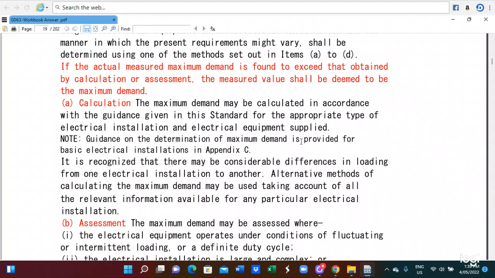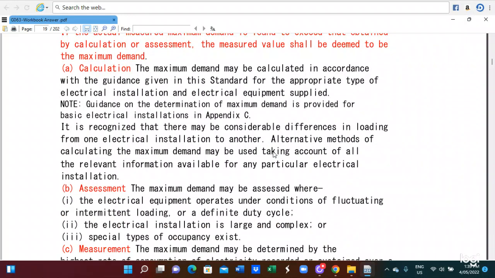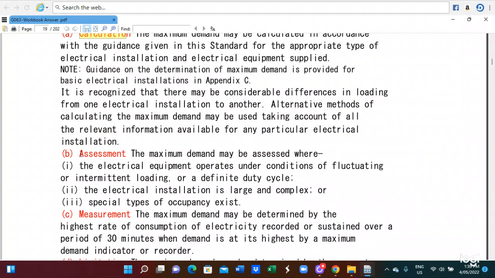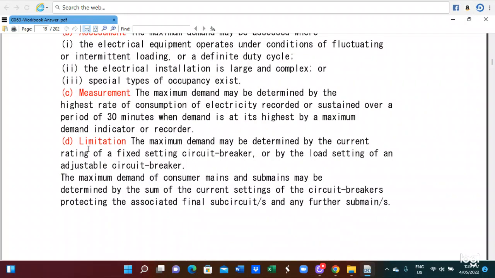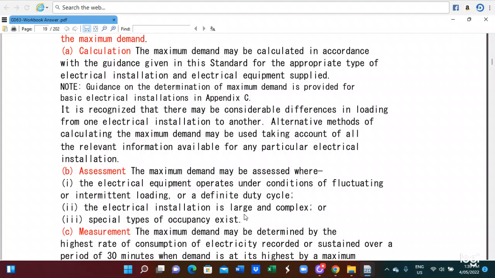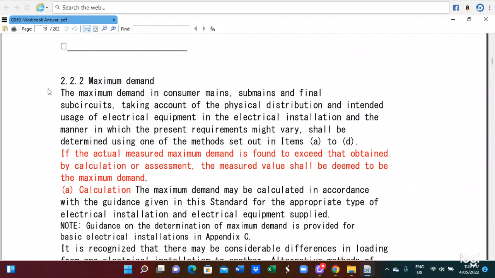So this is for the maximum demand calculation. We have to utilize Appendix C of AS/NZS 3000. We also use maximum demand by calculation, maximum demand by assessment, maximum demand by measurement, or maximum demand by limitation. Those are the maximum demand definitions. So it's talking about AS/NZS 3000, Clause 2.2.2, which mentions the maximum demand.